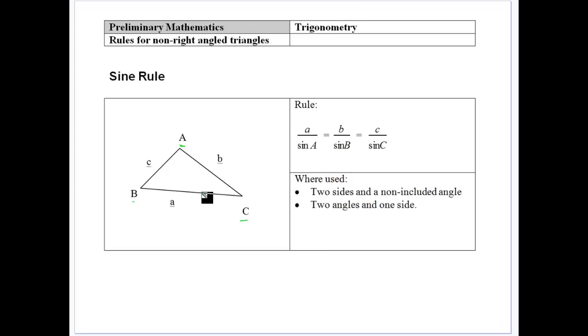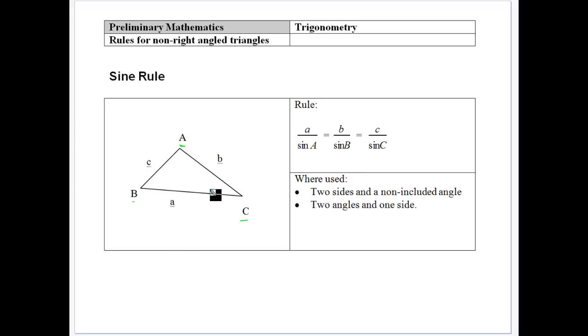Now, there are two rules, the sine rule and the cosine rule. We have to have a particular set of data to use the sine rule. The two situations where we use it are where we have two sides and one non-included angle. What do we mean by that? Well, if we've got b and c and we have the angle A, then we can't use the sine rule to find a. That's going to be the cosine rule. But if we've got b and c and either angle B or C, then we're able to use the sine rule. Or if we get two angles and one of the sides, we're in business.